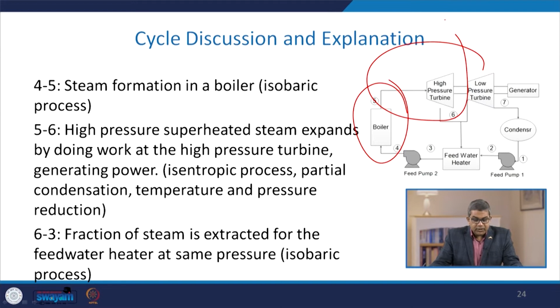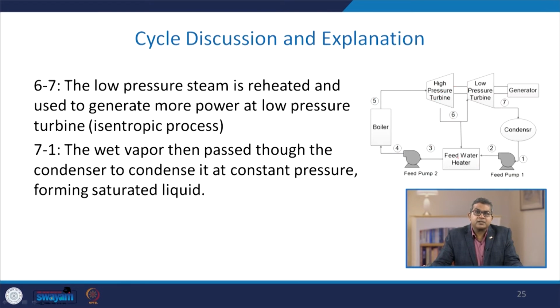the high pressure superheated steam expands by doing work at a very high pressure turbine generating power, that is an isentropic process, partial condensation, temperature and pressure reduction. It is quite obvious because it is a turbine. Then this segment, that is 6 to 3, a fraction of steam is extracted for the feed water heating system at the same pressure, that is an isobaric process.